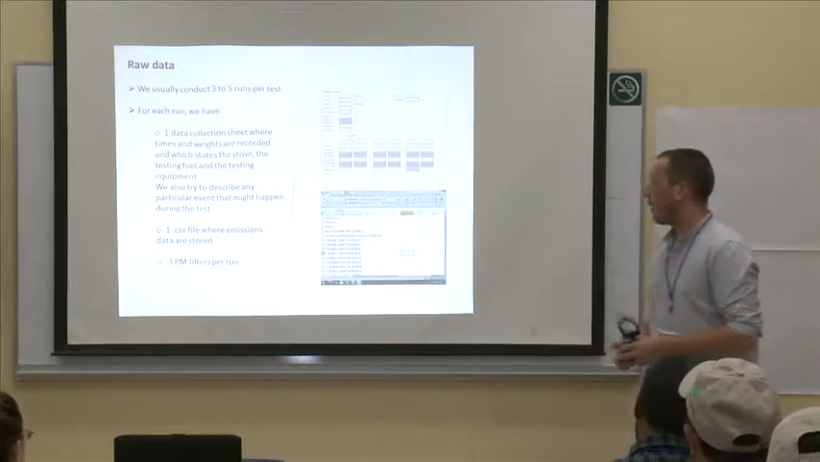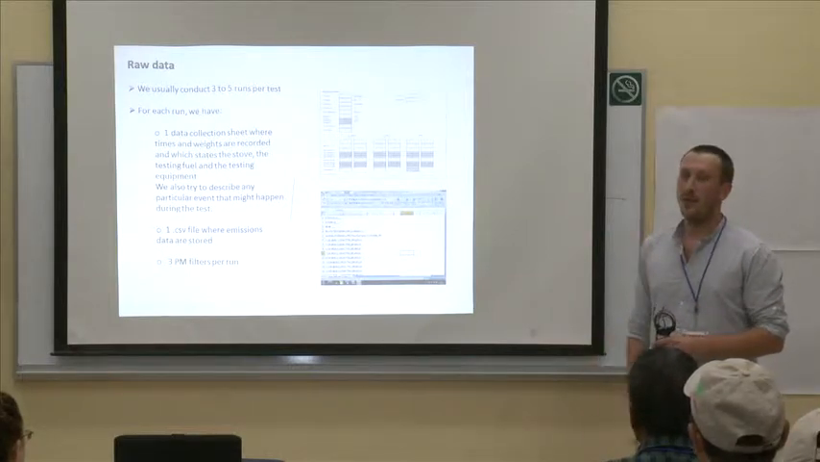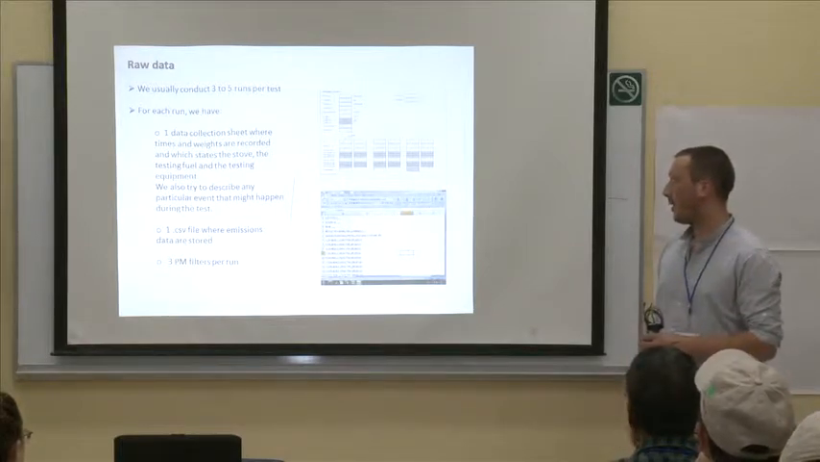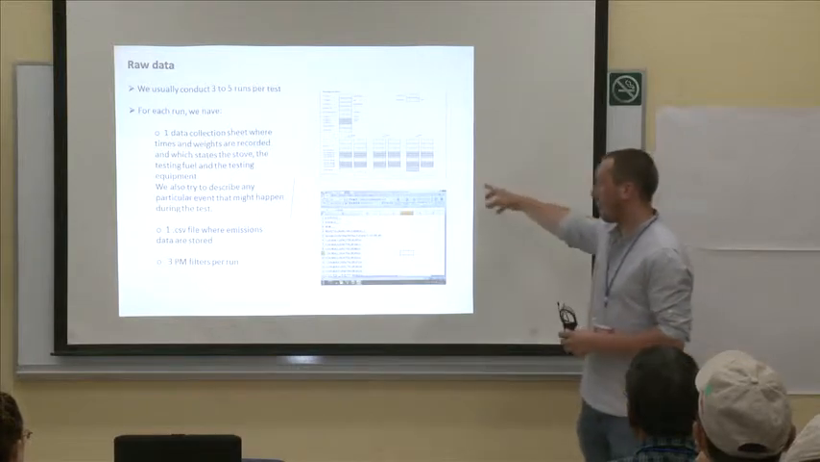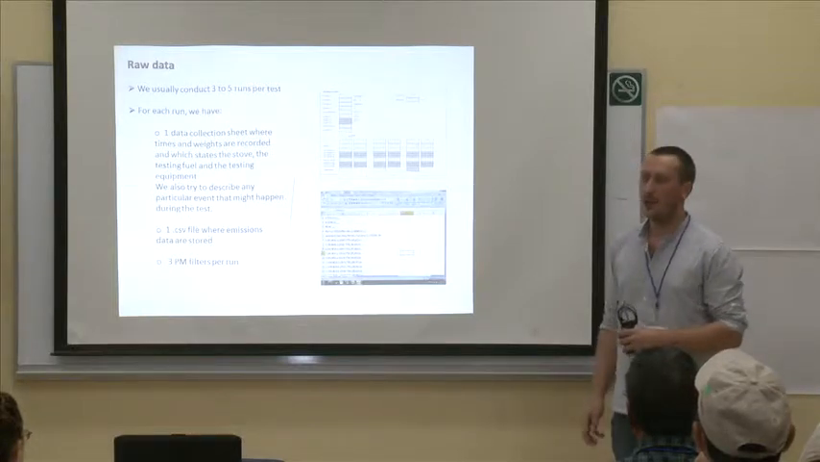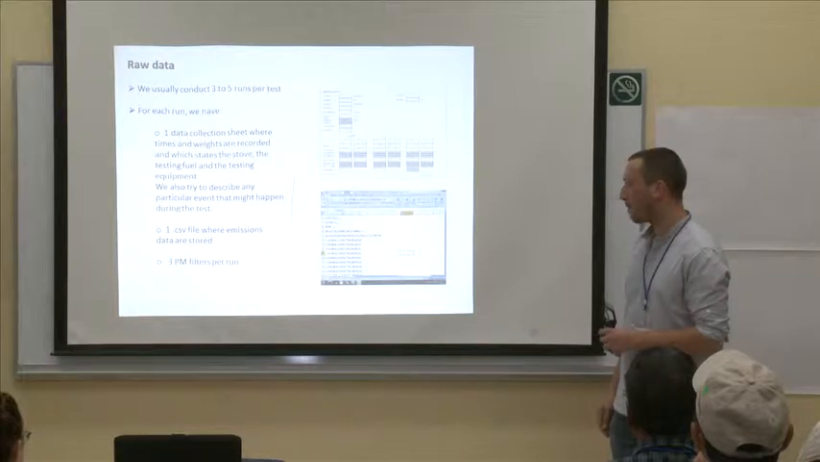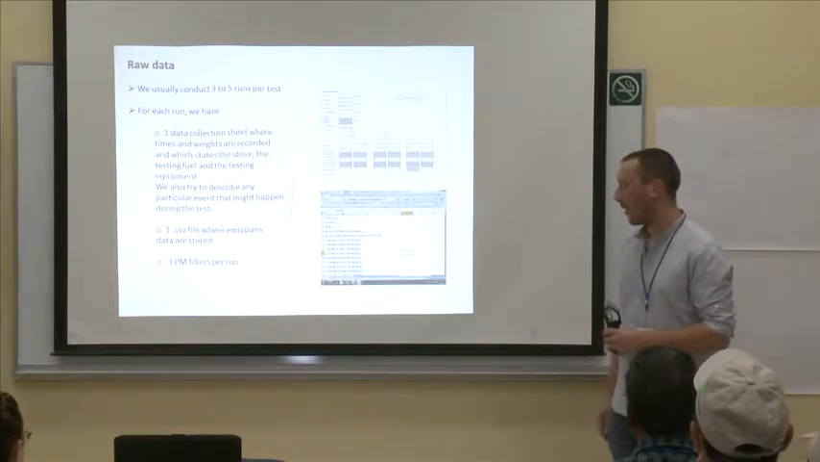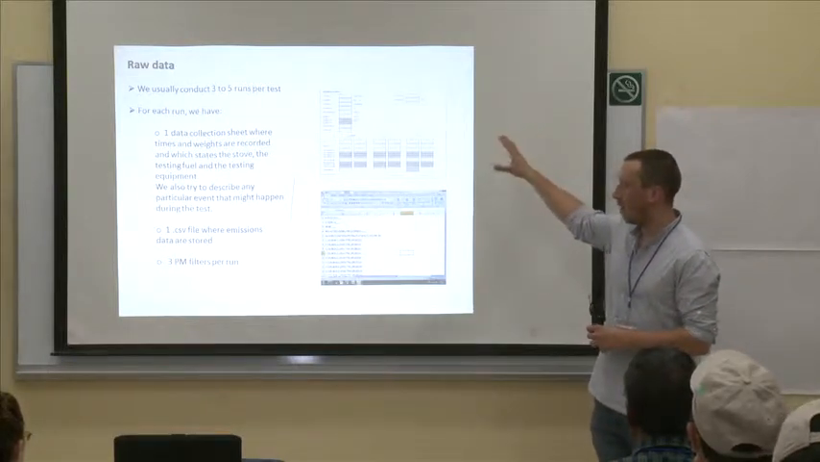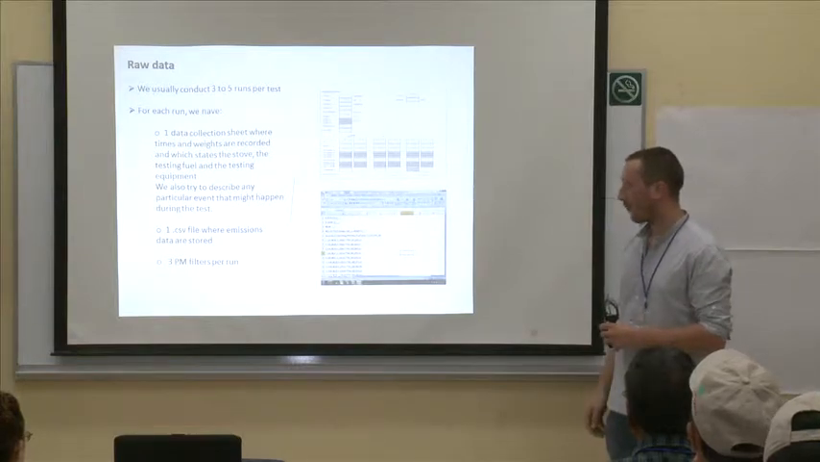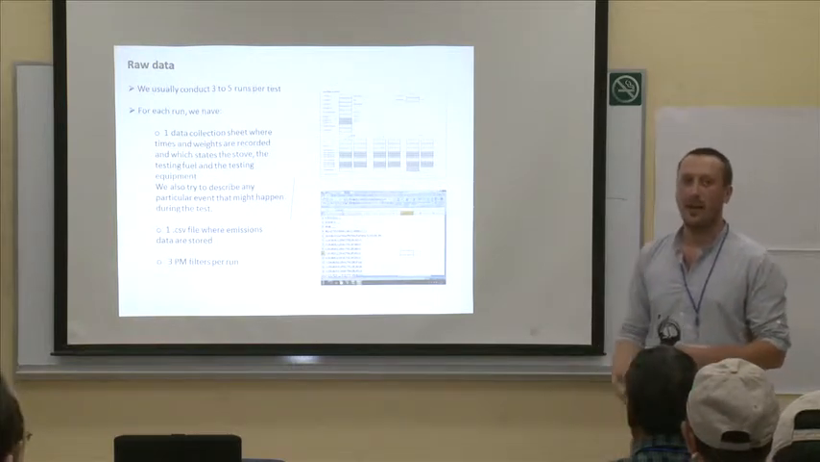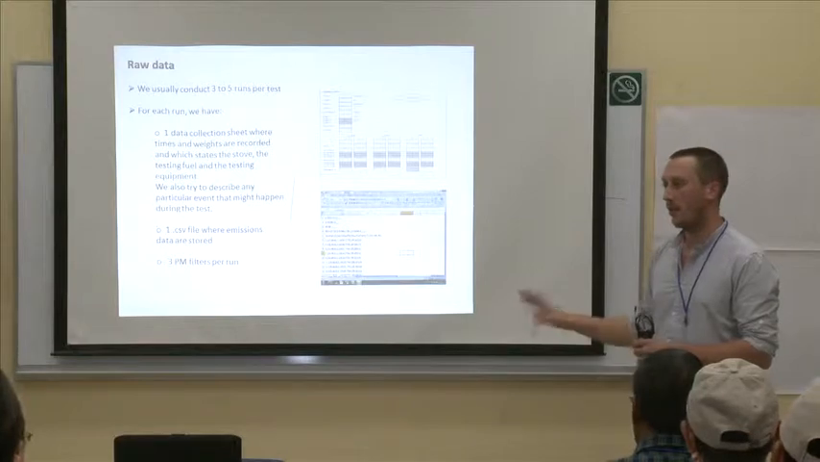So for the raw data, when we are testing stoves with emission, we usually have 3 to 5 runs per test. For each repetition, we get 1 data collection sheet where we record all the data, and 1 CSV file, which is specific to the equipment we are using, the lamps, and PM filters. And we try to detail and record as much information as we can on the data collection sheet about testing conditions, about any particular event that might have happened during the test, so that we can come back to it after.